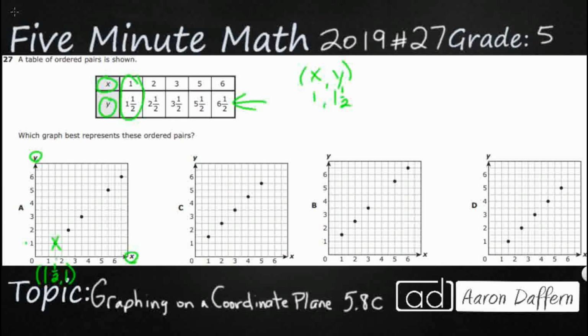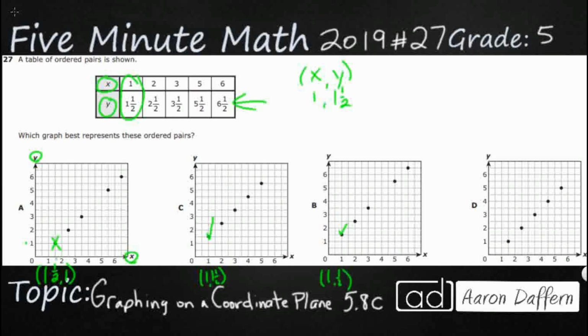Let's check C. We're over 1, we're up 1.5, so this is good. This is our 1, 1.5, so that's good. Let's check B. B also looks good. It's our 1, 1.5, so that's looking good.